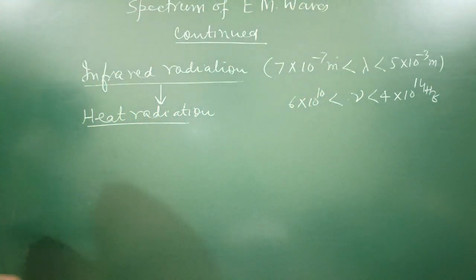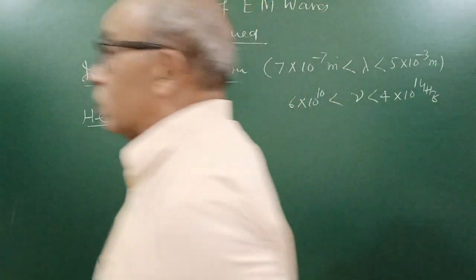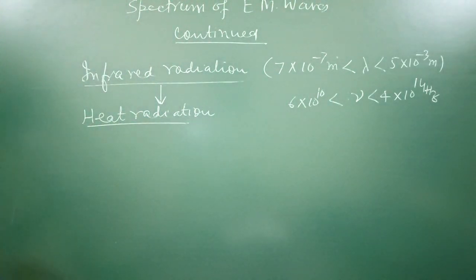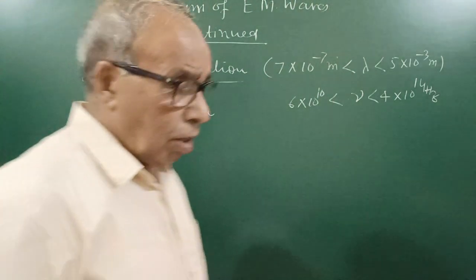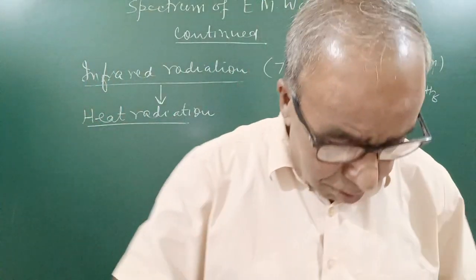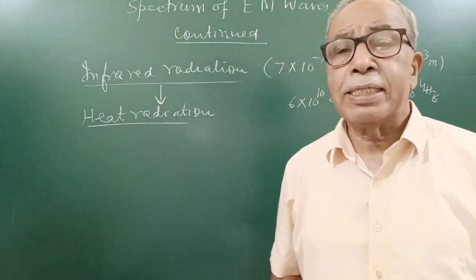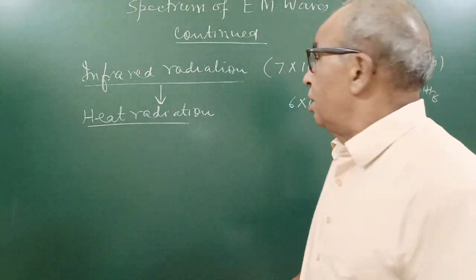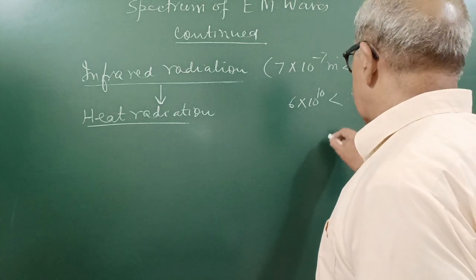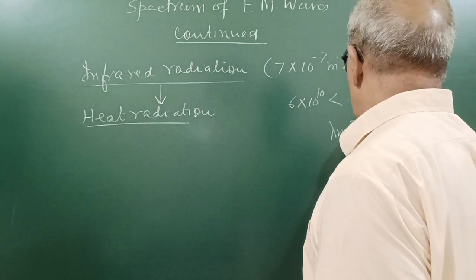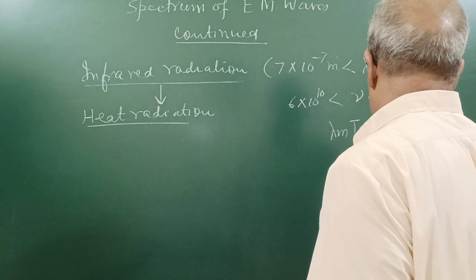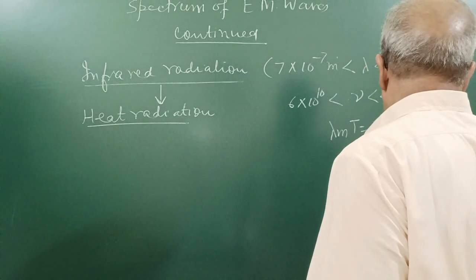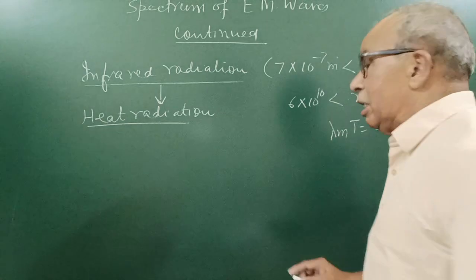Now, what are the sources of infrared radiation? Every hot body is a source of infrared radiation. The Sun is the biggest source. Our human body, at a temperature of 37 degrees, keeps on emitting infrared radiation. There is a relation from class 11, lambda m into T equals 2.9 into 10 to the power minus 3 meter Kelvin. This is called Wien's displacement law.